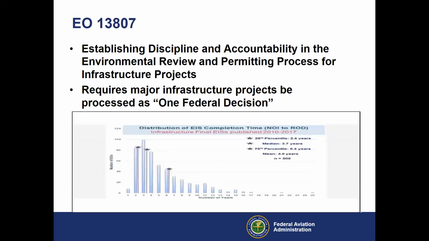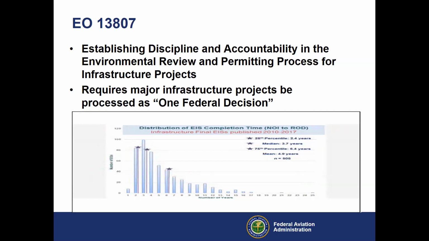So Executive Order 13807 has a very long title, Establishing Discipline and Accountability in the Environmental Review and Permitting Process for Infrastructure Projects. This executive order was signed by the president in 2017 and really born in response to what you see below in that data. From 2010 to 2017, the average time for an environmental impact statement was about 4.9 years. And the administration set out to cut that by more than half. So this executive order seeks out to do that.